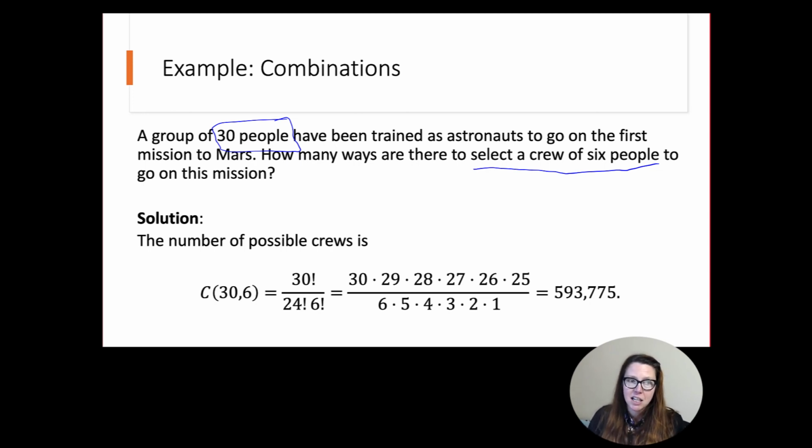So we're choosing a subset, not a permutation. I don't care which order they get on the trip. They're going to be stuck on it for the rest of time anyway. It just matters that they're the ones on this vessel into space. So it's how I choose a group of 6. Order doesn't matter, so it's a combination. We're choosing from a group of 30. We're selecting a subset of 6 people. And so it's the combination C(30,6), which is 30 factorial over 24 factorial times 6 factorial, or 593,000.